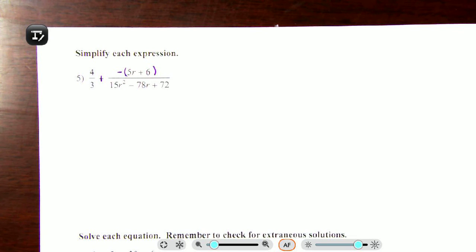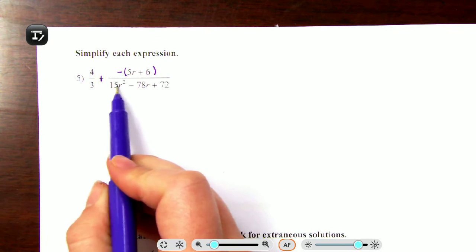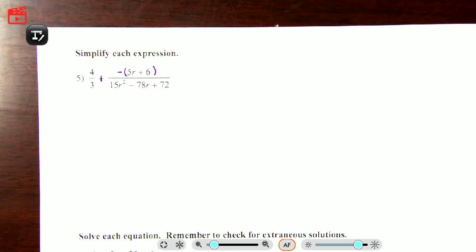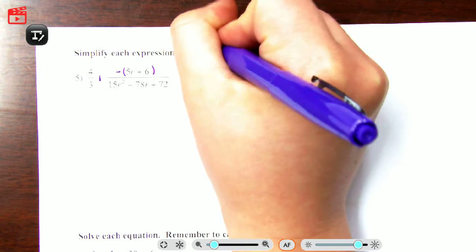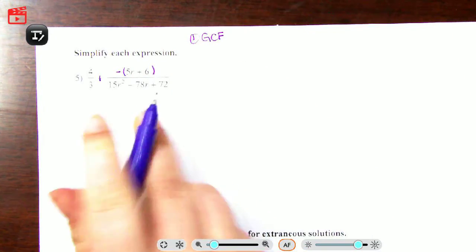Also, when you are subtracting or adding fractions, you need common denominators. So what you need to do is factor the denominator out. In here, 3 obviously can't be factored, but I'm noticing this one here most likely will be. Step number 1 is always GCF. Looks like I can pull out a 3 here.